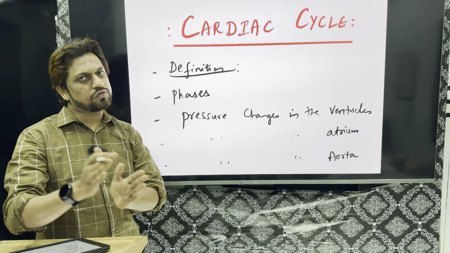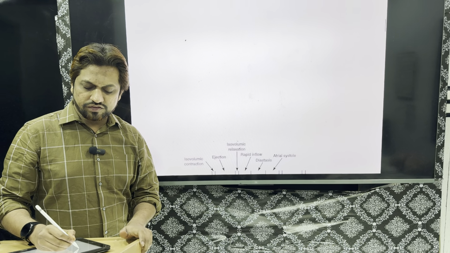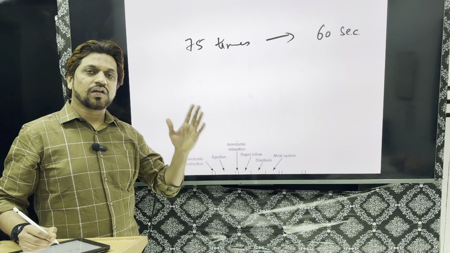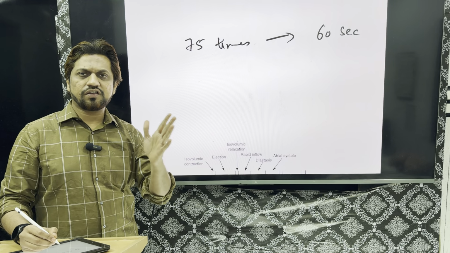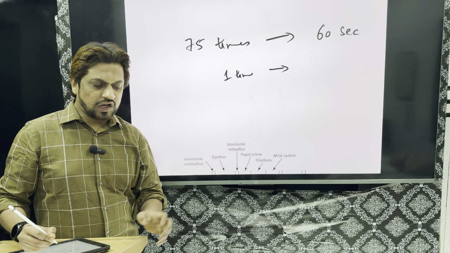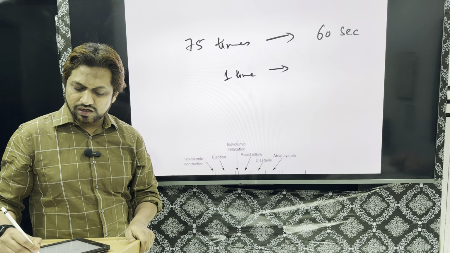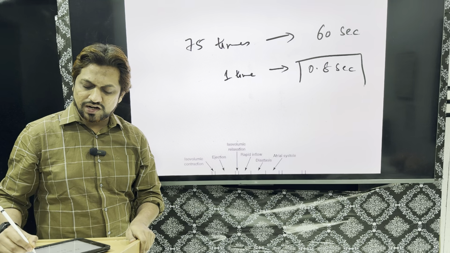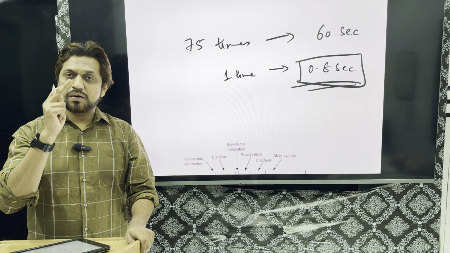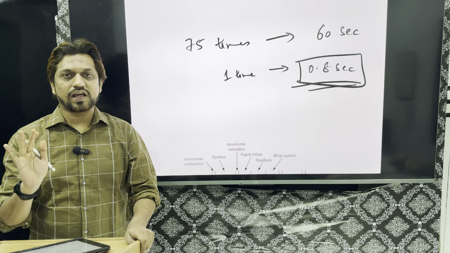You know, our heart beats around 72 times per minute. If we take roughly 75 times per minute, that is, in 60 seconds the heart is beating, for the sake of calculation, an average of 75 times. So one single heartbeat will take around 0.8 second. So the duration of the cardiac cycle is 0.8 second. And the definition of the cardiac cycle: the electrical and mechanical events that take place from the onset of one heartbeat to the next heartbeat is known as the cardiac cycle, right?